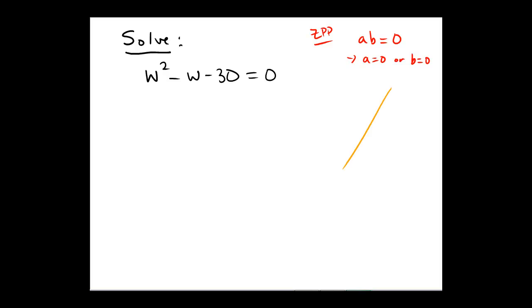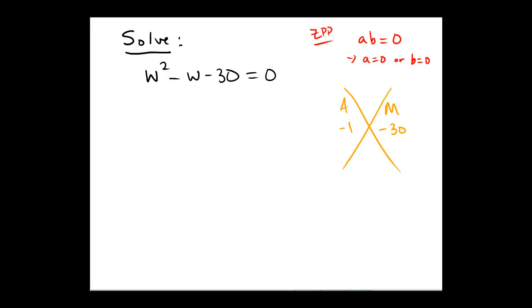So I'll use the X method that we've been practicing in class and ask, what's my adding number and what's my multiplying number? The adding number is the coefficient of the W, the linear term, which is -1, and the multiplying number is the product of the A and the C, the number in front of W squared, which is 1, and the constant at the end, which is -30. So that would be -30.